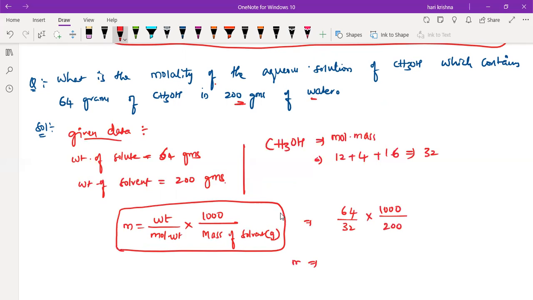And what could be the answer? What is the answer? 10, sir. Yes. 10 molal. Molality we say as molal, and molarity we say as molar. Is it clear now? The problems on molarity and molality.